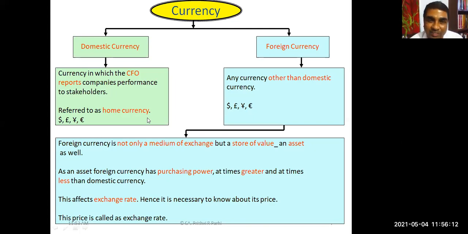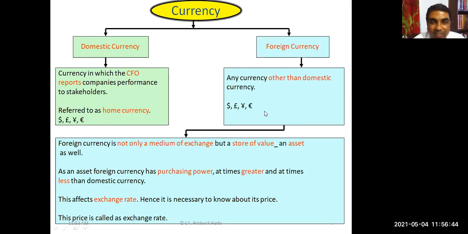And all other currencies except that currency shall be referred to as foreign currency. So once we decide this is our domestic currency, any currency other than that domestic currency shall be referred to as foreign currency. So foreign currency can be dollar, can be pound, can be yen, can be euro, can be rupee, can be rand, can be anything. Okay, all other currencies can be referred to as foreign currency.